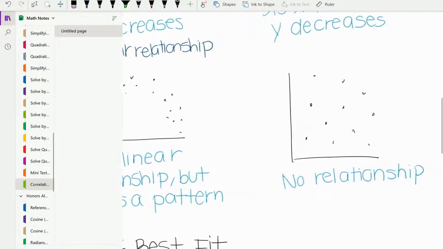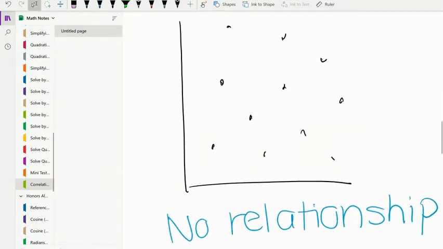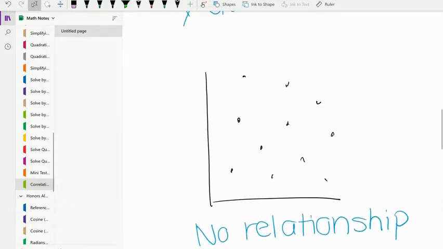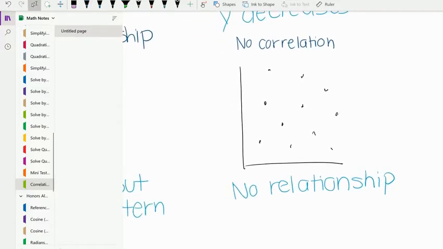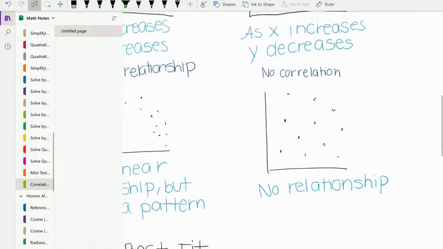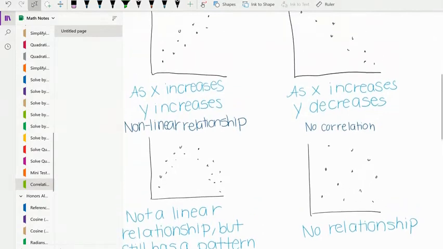All right, our last example of correlation is just some random data points. This has no relationship, and therefore we call this no correlation because we can't really pinpoint any type of pattern. An example of no correlation would be something like height and number of cousins, because those have absolutely nothing to do with each other. All right, so that is correlation.